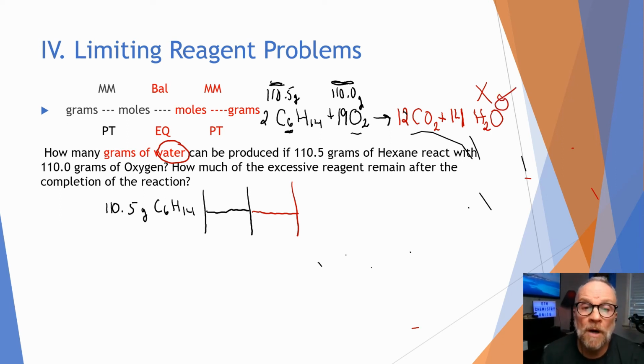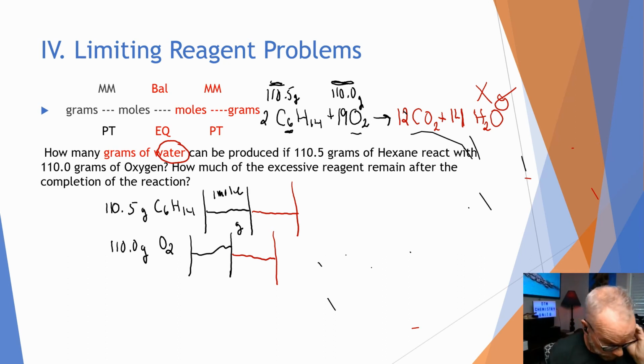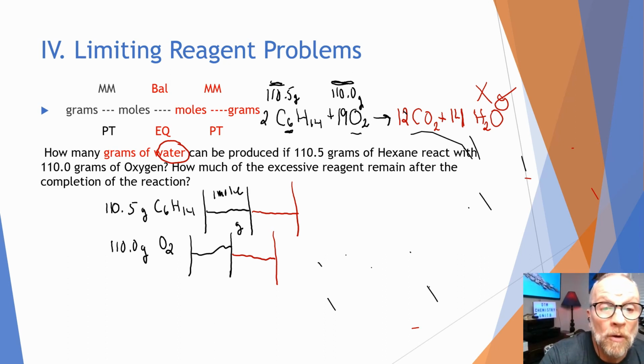But we're going to turn it into moles first, and then we're going to compare the moles of water that can be produced from the hexane and the moles of water that can be produced from the oxygen. And so we'll work these side by side. So we're given 110.0 grams of oxygen, and we are going to turn that into moles of water. So we have grams per 1 mole of hexane, and I looked that up already. It's 86 grams per 1 mole of hexane. And oxygen, for every 1 mole of oxygen, we have 32 grams.